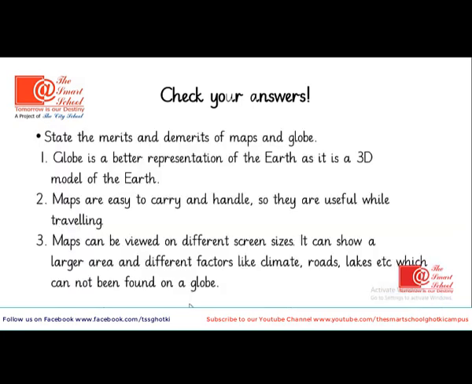State the merits and the demerits of maps and globes. Number 1, globe is a better representation of the earth as it is a 3D model of the earth. Number 2, maps are easy to carry and handle, so they are useful while traveling. Number 3, maps can be viewed on different screen sizes. It can show a larger area and different factors like climate, roads, lakes, etc., which cannot be found on a globe. So, I hope your answers were correct.